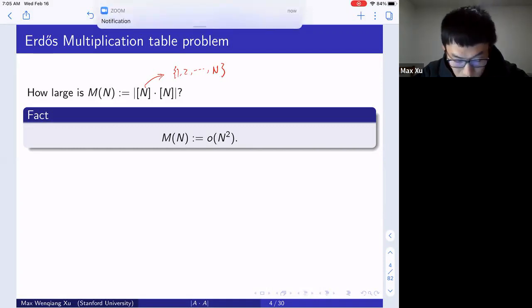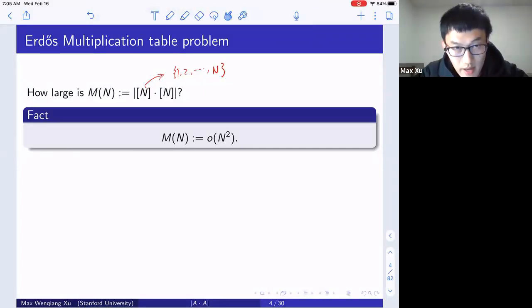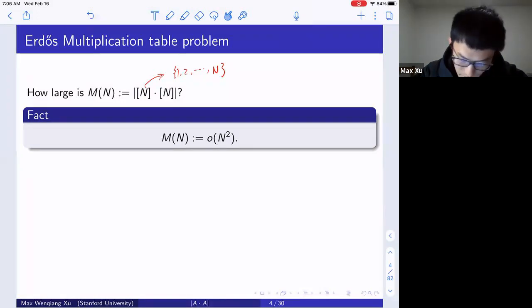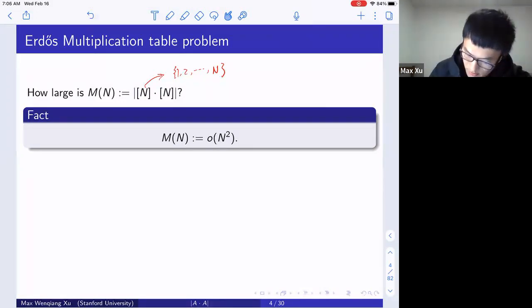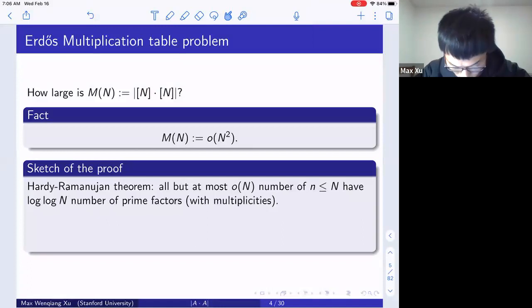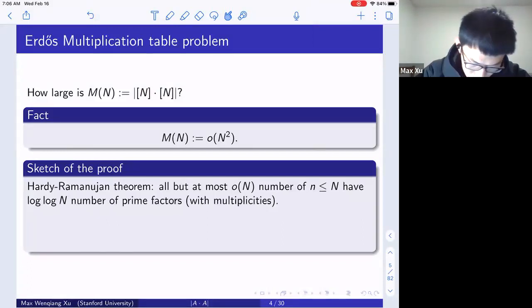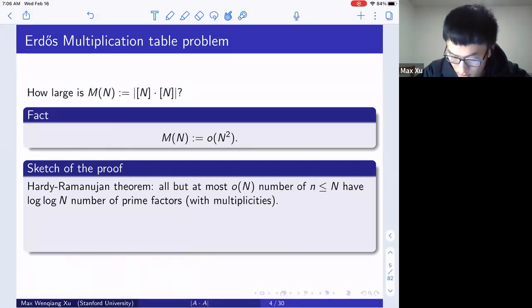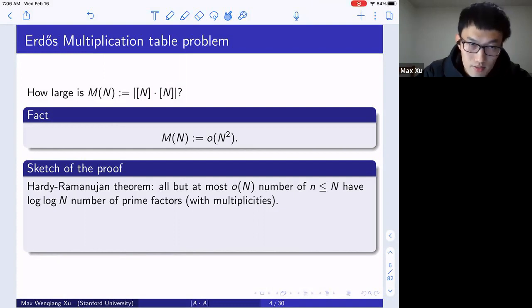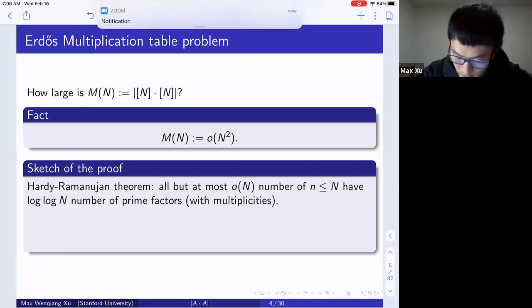But beyond that, I think the first non-trivial fact is that the size M(n) is little o of n squared. And it has a very beautiful proof. Let's quickly go through it. The proof is based on the Hardy-Ramanujan theorem, which says that all but at most little o(n) of the integers from 1 up to capital N will have log log n prime factors. Let's say we're counting with multiplicity to make this proof more rigorous.